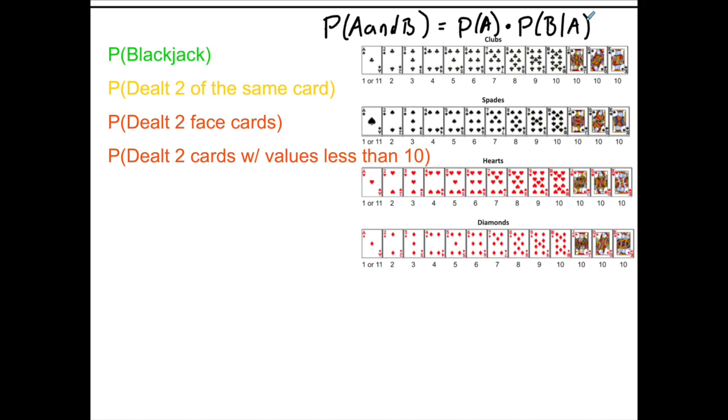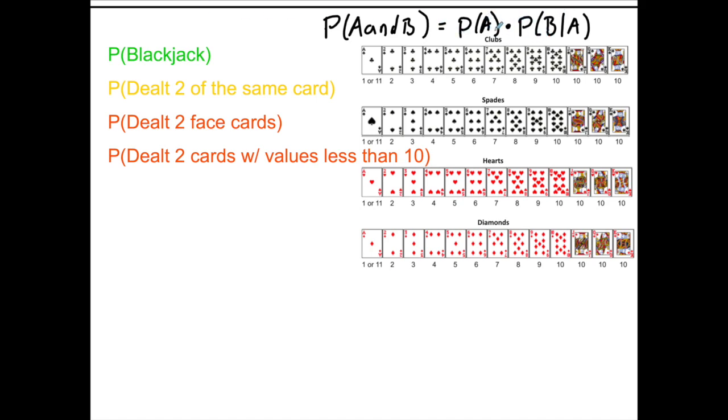We could have A and B and C, and it would be the probability of A times the probability of B, given that A has happened, times the probability of C, given that A and B have both happened, etc. Now, if you're in a situation where you have independent events, then the probability of B given A is the same as the probability of B. So you may have also seen it as the probability of A times the probability of B if they're independent events. In general, this is how the multiplication rule works, though.